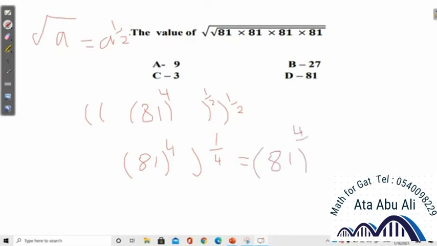As you know, 4 over 4 is equal to 1. So the answer is equal to 81 to the power of 1, which is 81. So the answer is D.